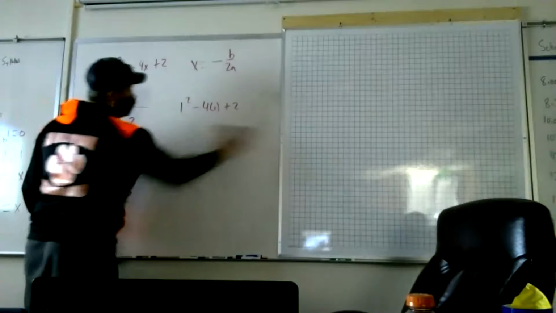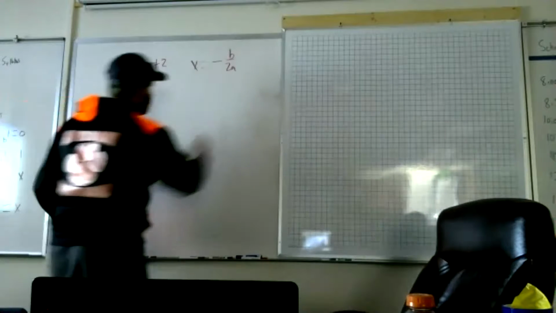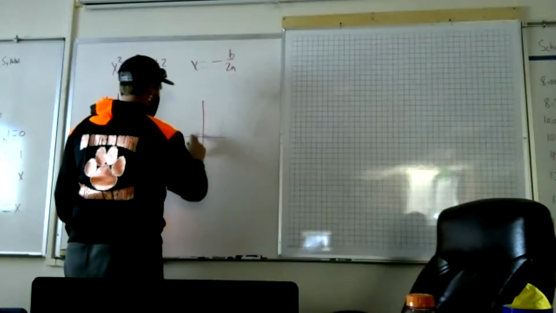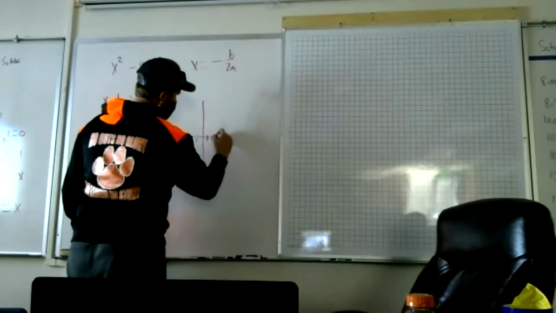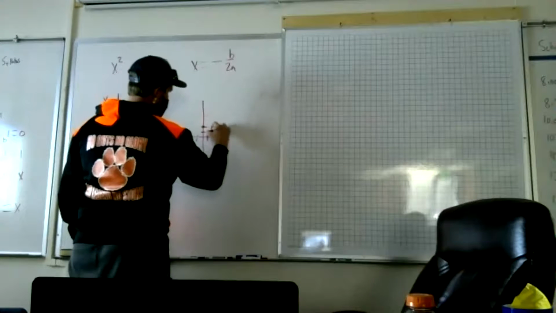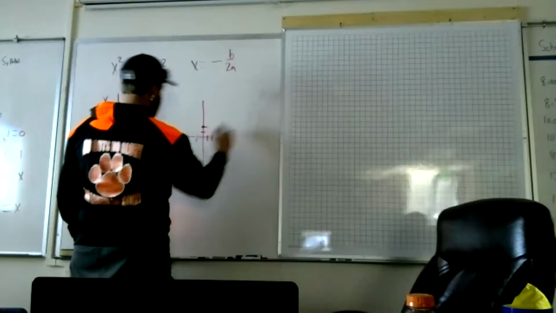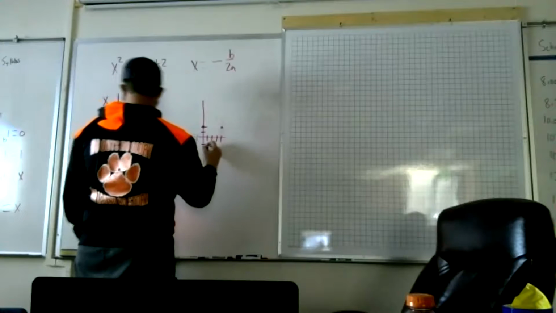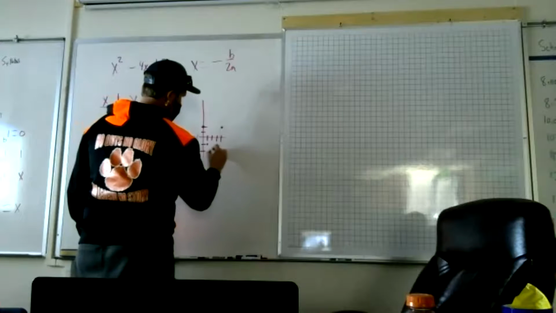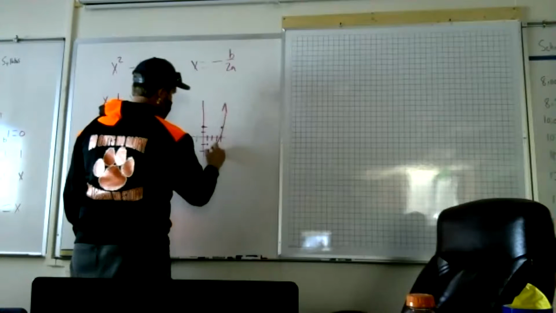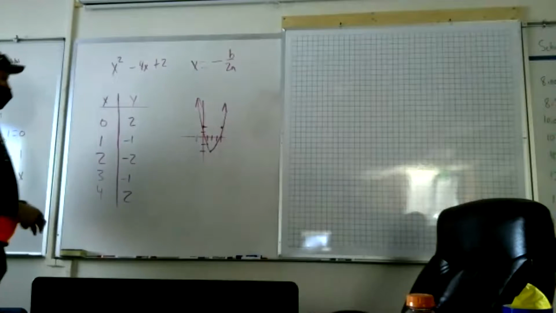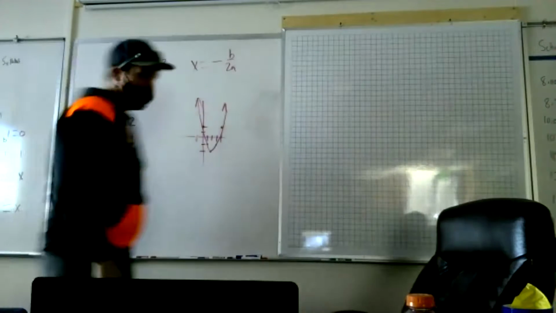Now if I want to plot my points, draw my x and y axis. So 0, 2, 4, 2, 1, negative 1, 3, negative 1, 2, negative 2. Just like that. That's just the graph representation of that table.